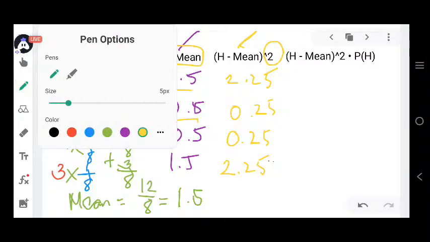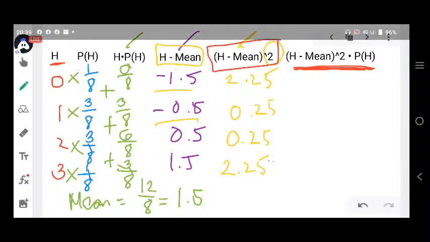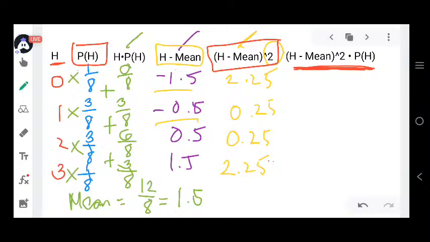After the fifth column, you are now ready for the final column. Ito yon. For the final column, we are just going to multiply the fifth column and the second column. Again, you may feel free to use your calculator. 2.25 times 1 divided by 8 is 0.28125.